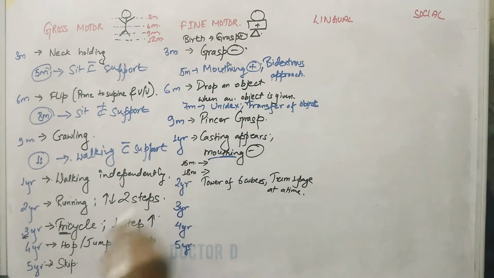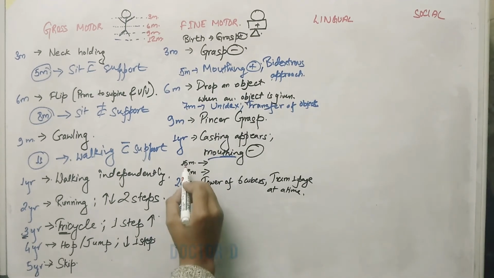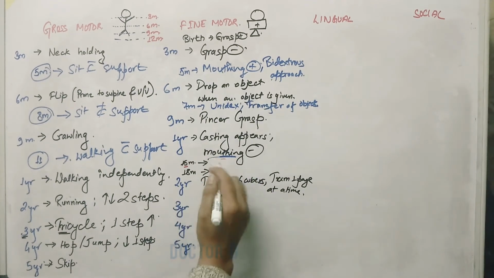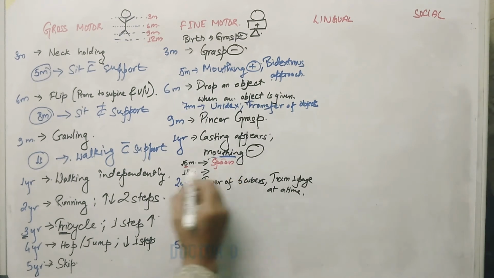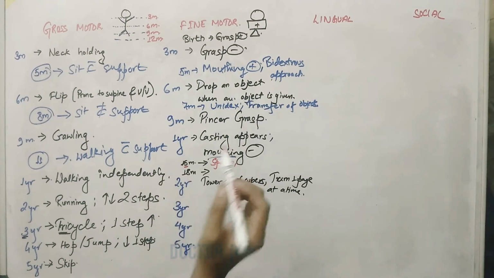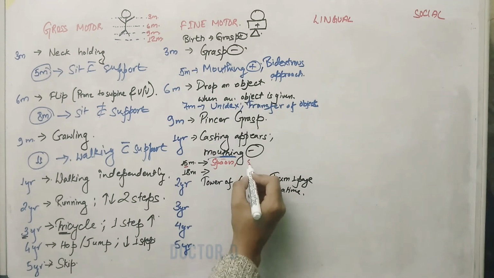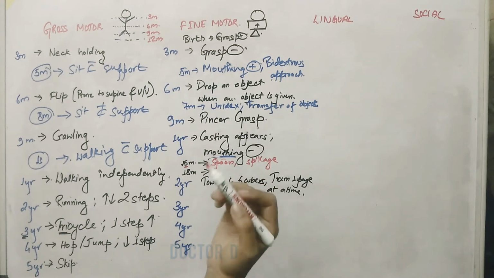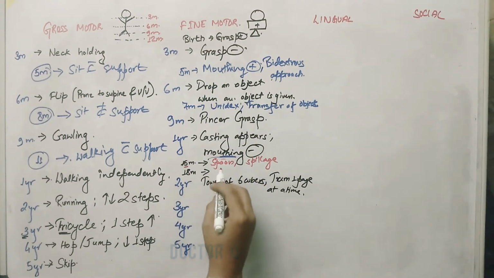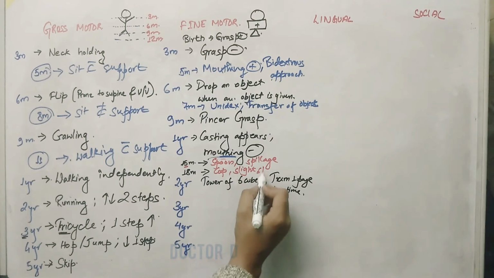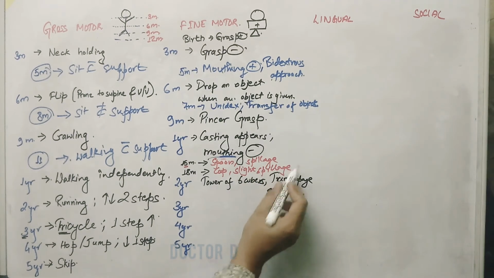Now 15 months, remember this 5 looks like S. So to remember this, S for spoon. At 15 months a child is able to use a spoon by itself, and more spillage occurs. The child will spill the food. At 18 months the child is able to use a cup and slight spillage occurs. Slight spillage.